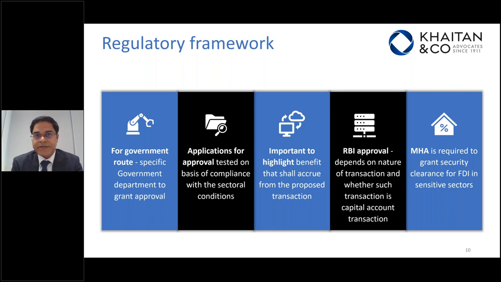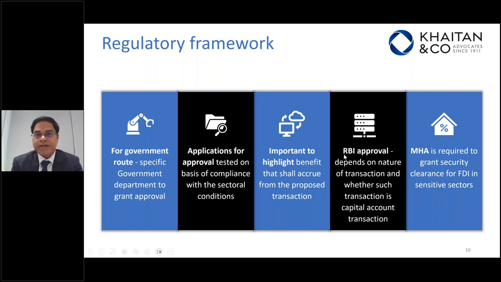In case the investment is coming in the telecom sector, then approval will be given by the Ministry of Telecommunication through the Department of Telecom. Likewise, if investment is coming in the information and broadcasting sector, then the Ministry of Information and Broadcasting would be the nodal authority to give such approval. So on and so forth.